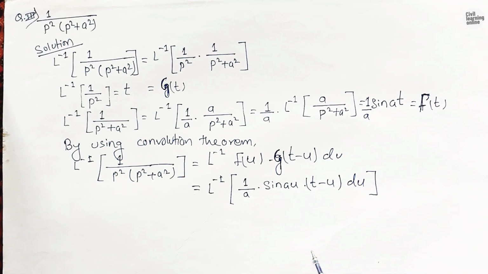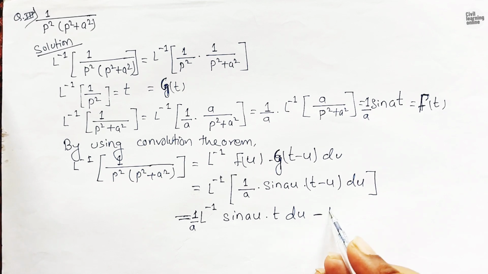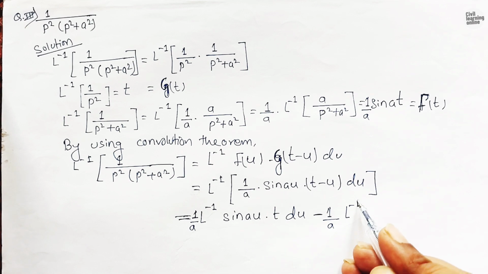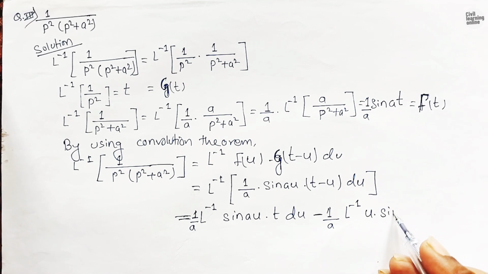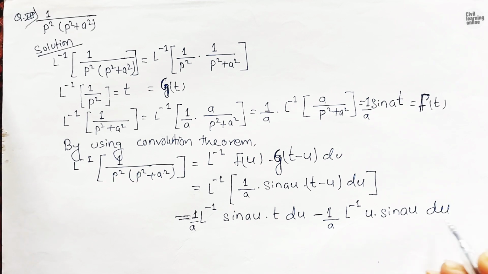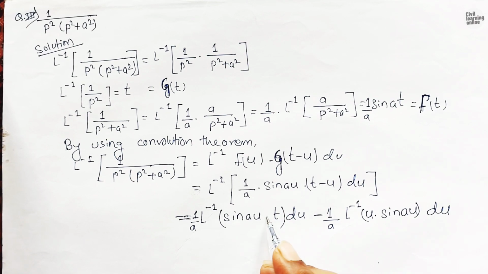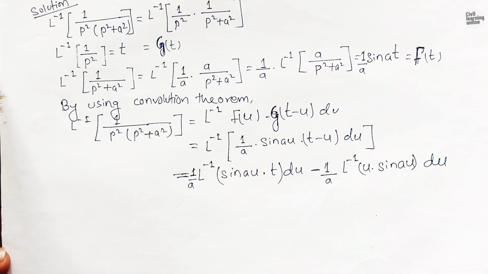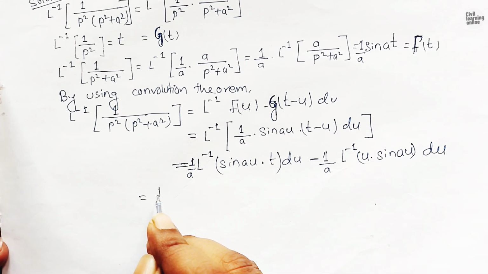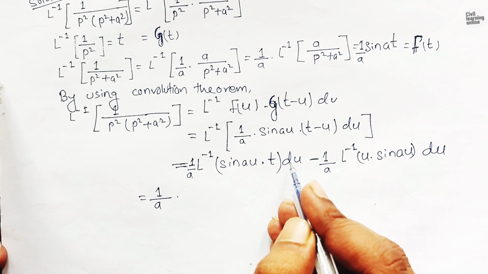Now do the multiplication so that we could integrate. So on doing the multiplication, we will have here inverse Laplace transformation of, let's take 1 by a common, or we can use it separately, 1 upon a times inverse Laplace transformation of sine a u times t du, and this minus 1 upon a times inverse Laplace transformation of u times sine a u du, write on the bracket. So I hope you are getting my points now. Let's solve it further.